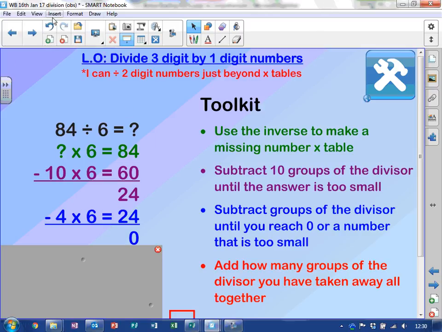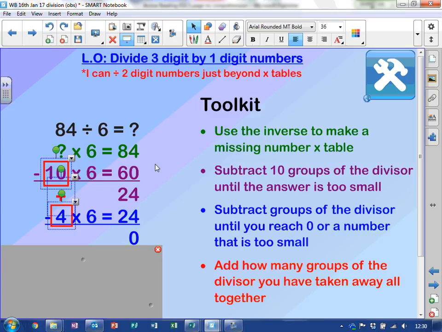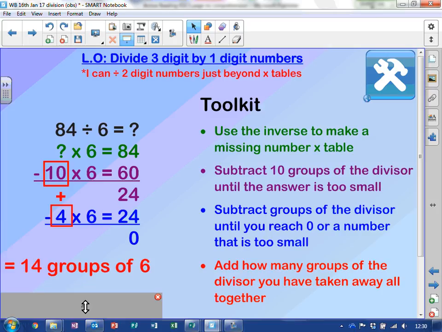So in total, I've taken away how many groups? 10 add 4 equals 14. I've written that at the bottom, 14 groups of 6. So what is the final answer to my original question? 84 divided by 6 equals 14.